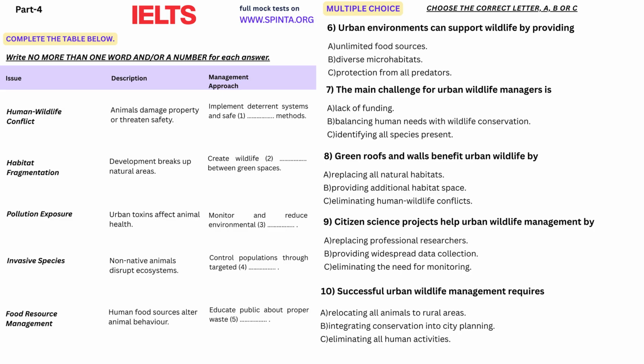Non-native species management represents a significant challenge in urban wildlife conservation. Cities often serve as introduction points for invasive species that arrive through trade, transport, or intentional introduction. European starlings, house sparrows, and feral cats exemplify non-native species that have established populations in cities worldwide, sometimes displacing native species. Disease ecology becomes complex in urban environments where wildlife, domestic animals, and humans interact closely.